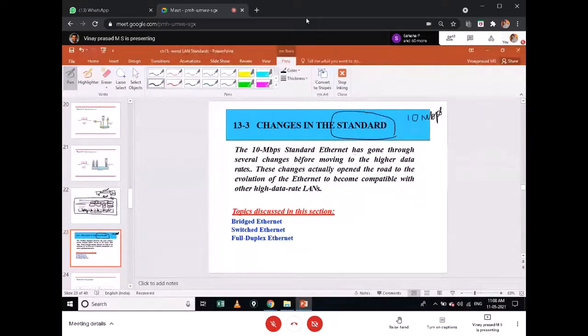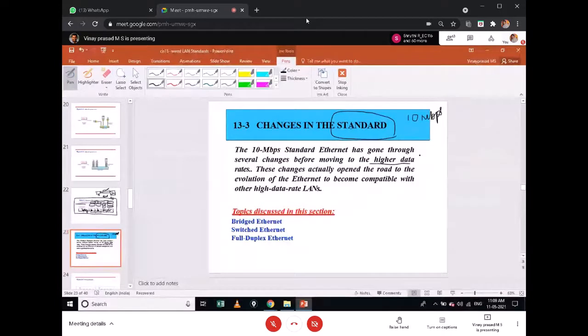There will be several changes as we move to a higher data rate. With these changes themselves, we planned to have a higher data rate. It does not mean that whatever changes we made were made before we moved to a higher data rate. Whatever changes we made on standard Ethernet help us get the higher data rate, along with some other characteristics of the medium.